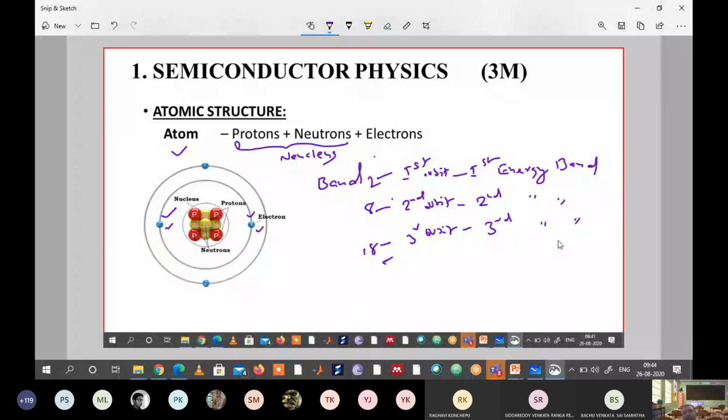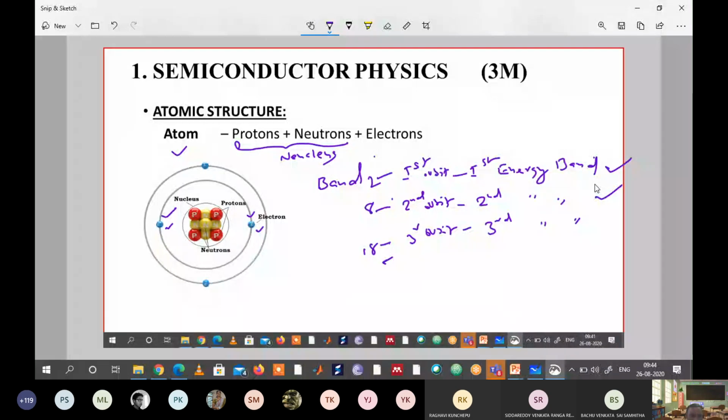So what is a band actually? Band means a group of energies. So you are grouping what? Energies. So that is called energy bands. So what is the first energy band? Merging of all energies of electrons revolving around the nucleus in the first orbit is called the first energy band. Second energy band: merging of all the energies possessed by all the electrons revolving around the nucleus in the second orbit is called the second energy band. Next, likewise, third energy band.